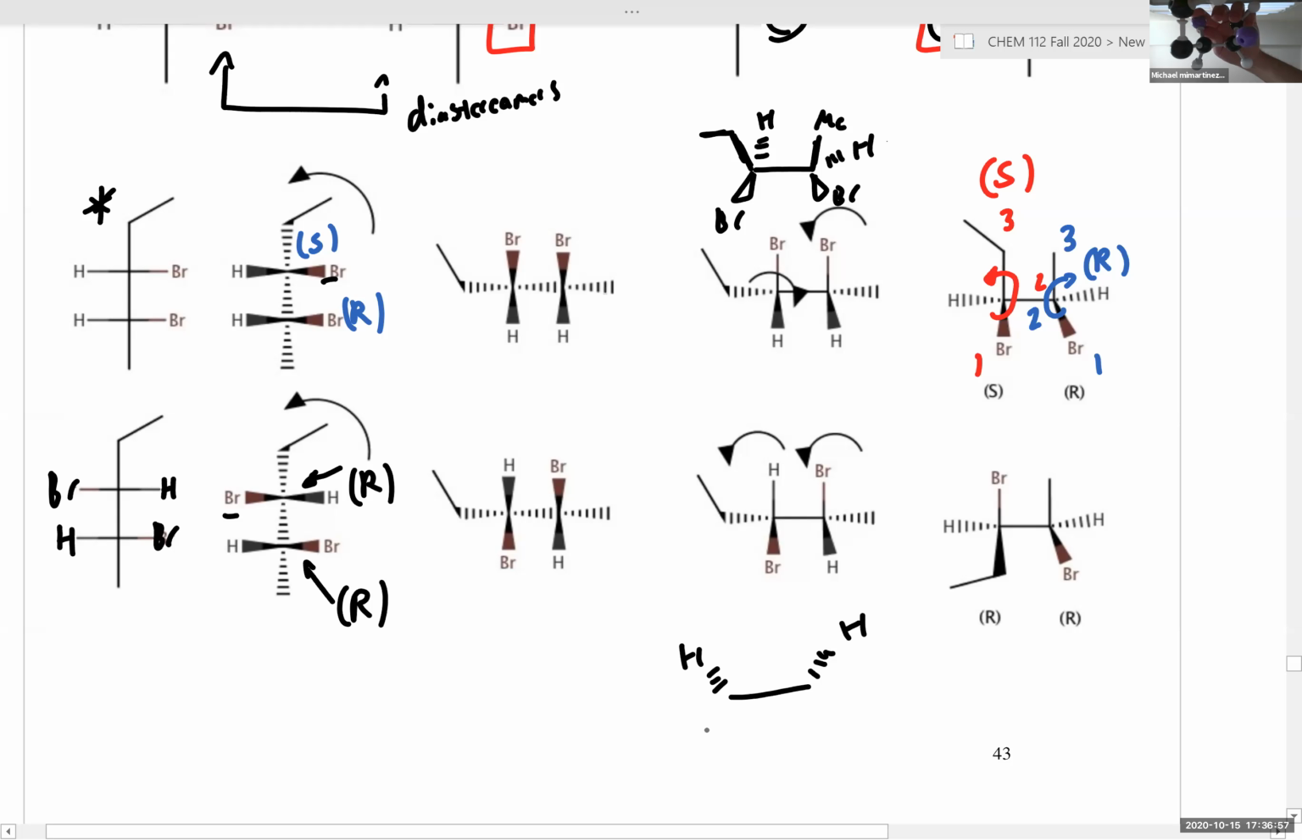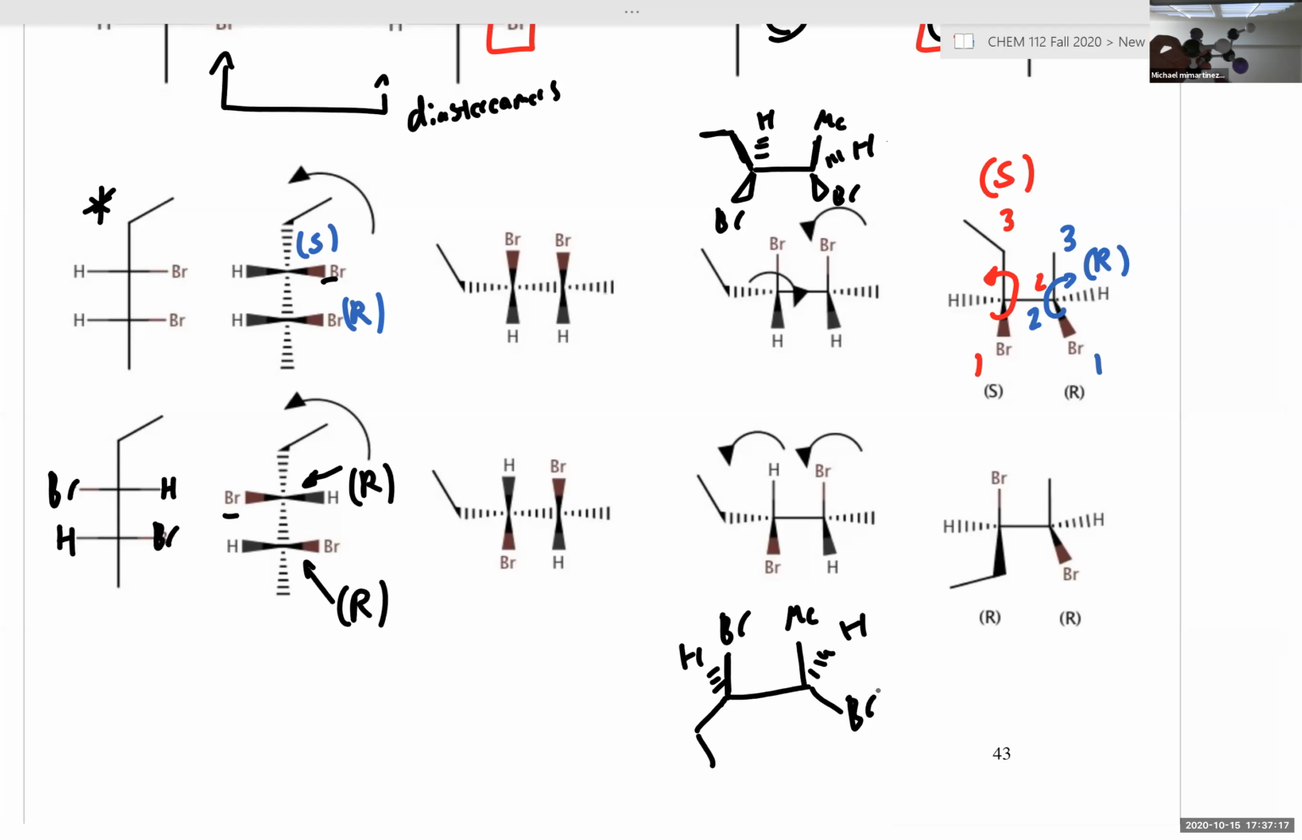On the left-hand side, I have my ethyl group and my bromines up top. On the right-hand side, I have my methyl group up top and my bromine on the right. Does everyone see how I drew out this structure? Does everyone understand how I drew it out? Does everyone see how the model matches the structure that I've drawn?